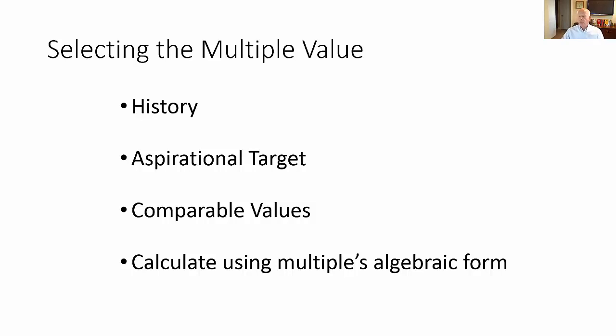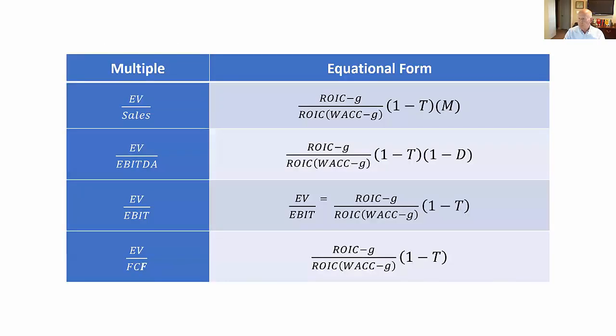And then finally, as we've talked about before, we can look at the algebraic form of the multiple, and we can calculate it. And that will give us maybe a number that is reflective of some other input. So let's look at this. I showed you on Monday this little table. Again, this is an abbreviation of some material you have in the valuation multiples quick sheet.